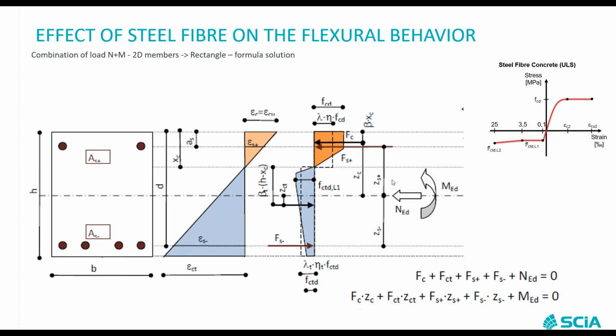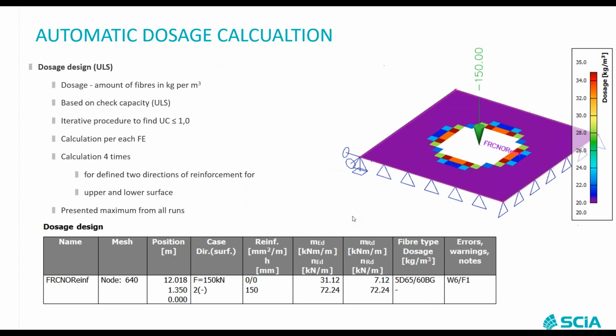So we will see how much the steel fiber can participate in the capacity of the cross section, and if the steel fiber will participate in the capacity of the cross section, then it could mean I can reduce a little bit something from the traditional reinforcement inside the same cross section.